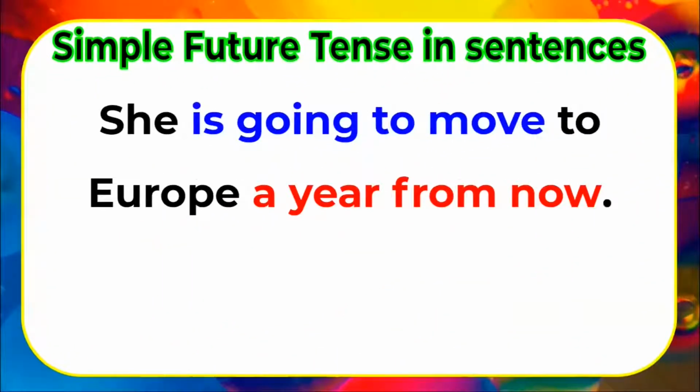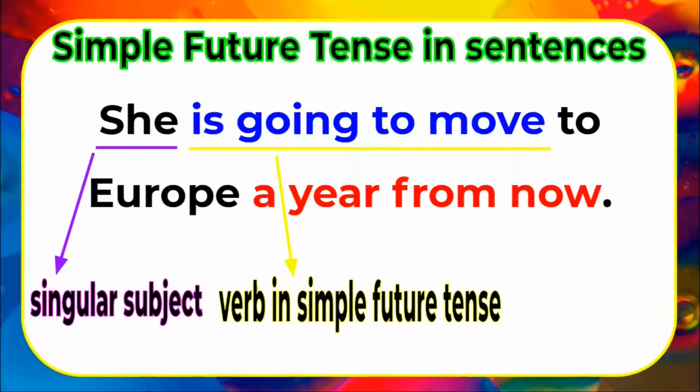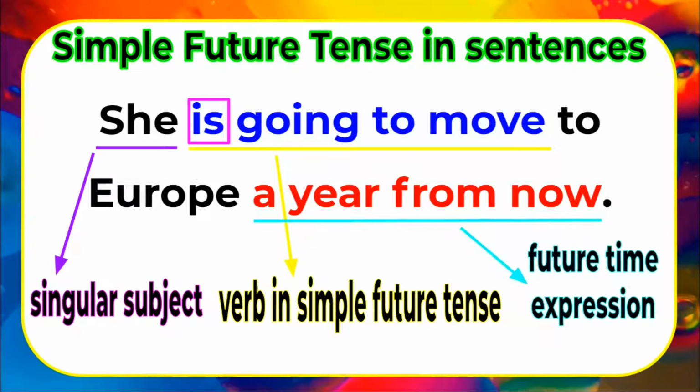She is going to move to Europe a year from now. The subject is she. She is singular. The verb in simple future tense is going to move. We use is because the subject is singular. The future time expression is a year from now.